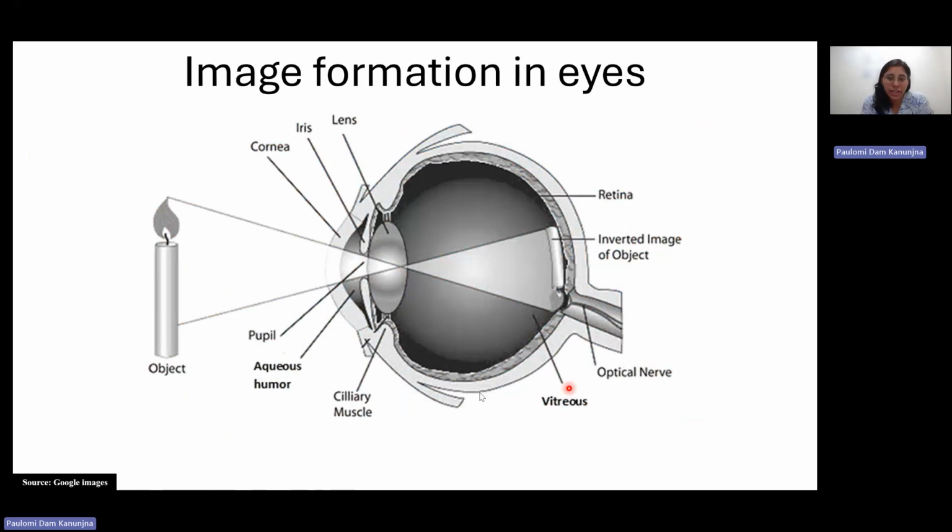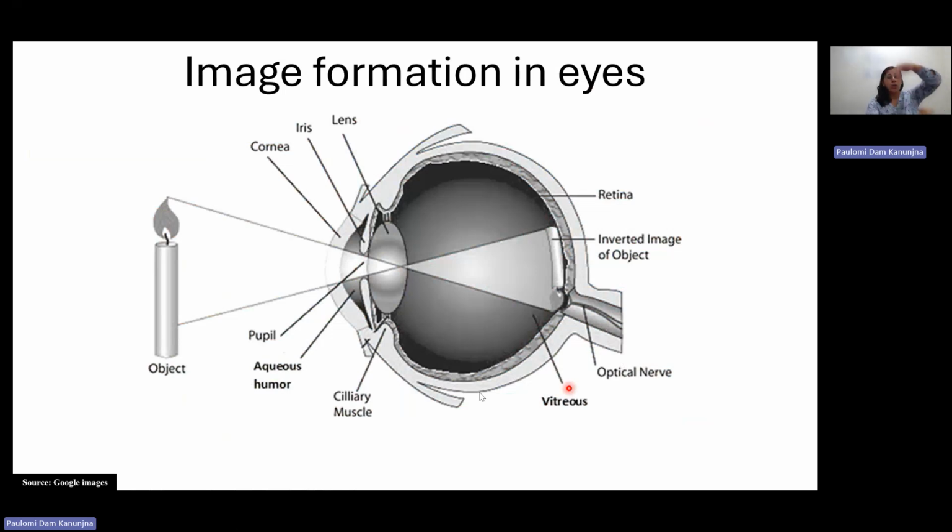First is light entry, for which we know that the cornea, pupil, iris, and lens work together. So how does it move? It moves through the cornea, aqueous humor, and pupil, which is maintained by the iris. So pupil, then lens. From the lens, via the vitreous humor, into the retina. That's the light entry, right?